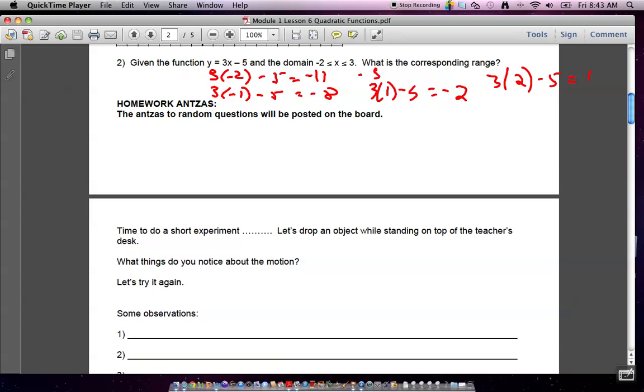Okay? So that's how we generate the range. Range means the set of all outputs. So I put in all the inputs, and out comes the outputs. Okay.